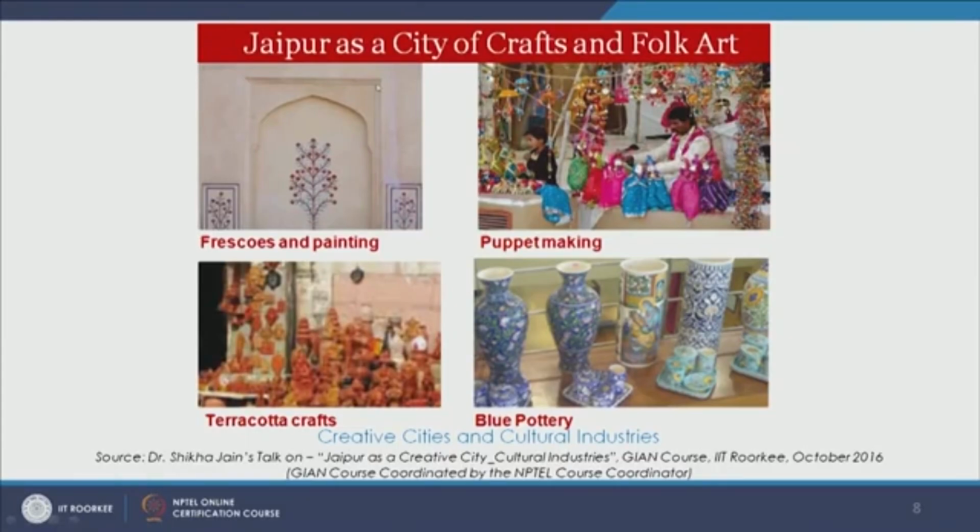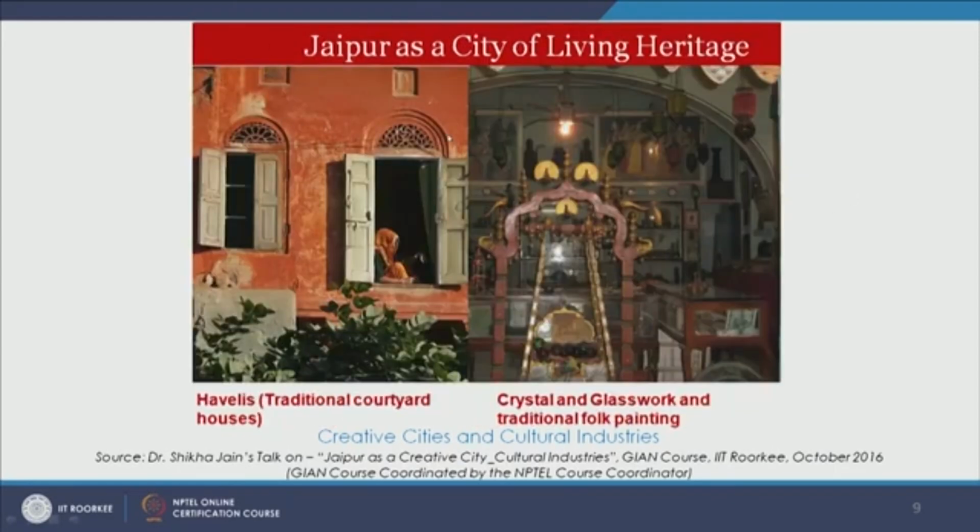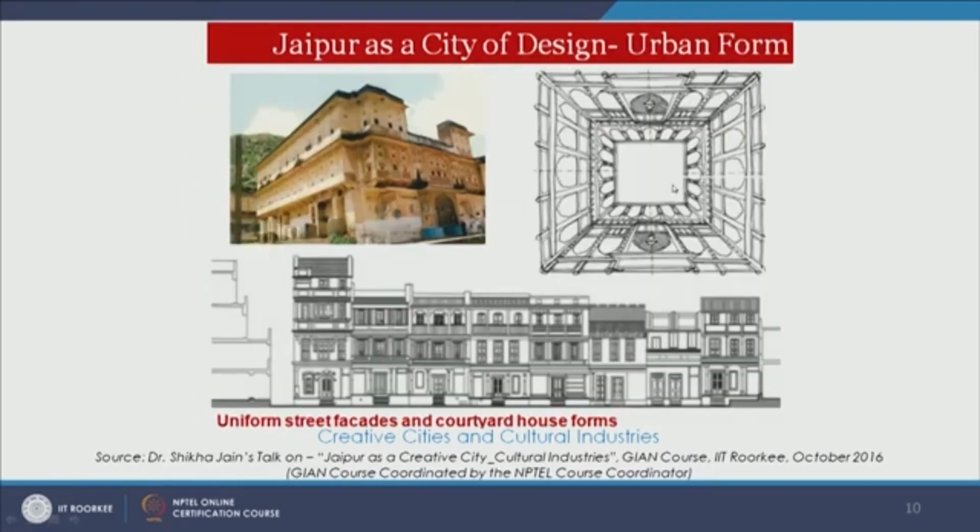We saw in our previous modules the specific case of Jaipur and how it got designated as a creative city, and we saw how Jaipur is known for its varied creative and cultural industries. It is seen as a city of crafts and folk art, and we see different kinds of crafts over here. It's also seen as a city of living heritage, and it is known for its havelis, it is known for its varied kinds of artistic expressions. So that is another category.